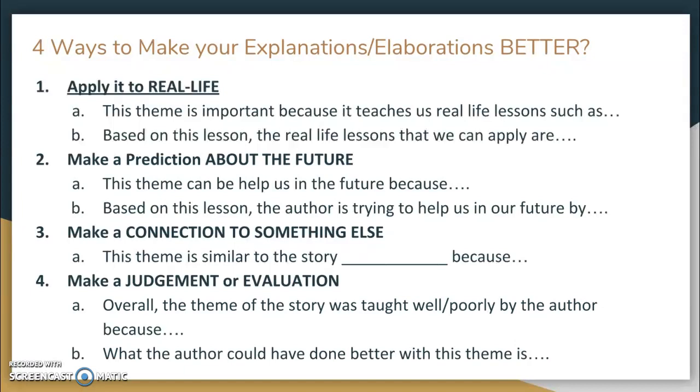Last but not least, number 4, this is a great one. Make a judgment or an evaluation. How did the author do? So you could say something like, overall, the theme of the story was taught well or poorly by the author because. You can judge the author. You can be judgmental here.